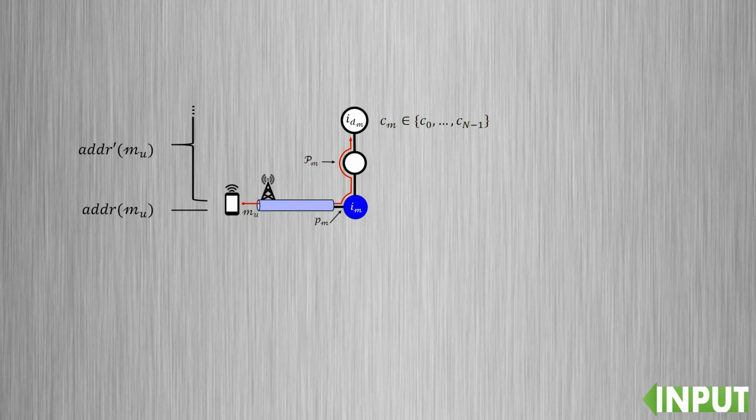Hence, most rules used with VMs are also applicable with mobile terminations, except at IM where translation between the terminal's physical and overlay MAC addresses is necessary.